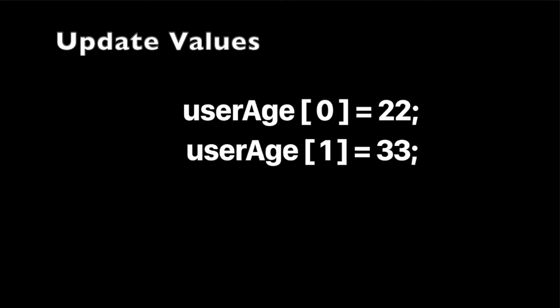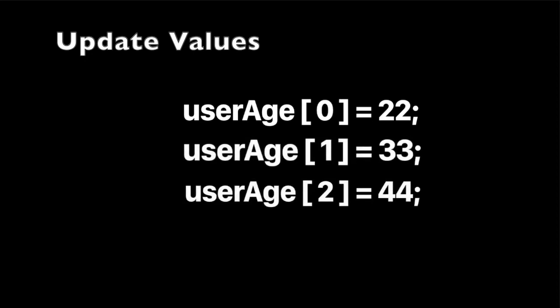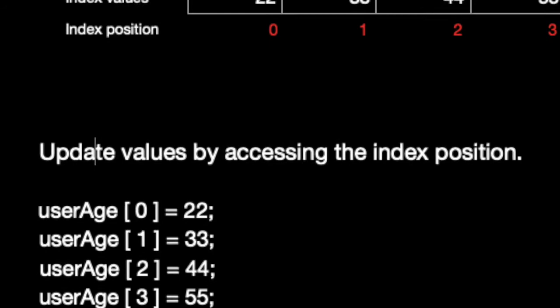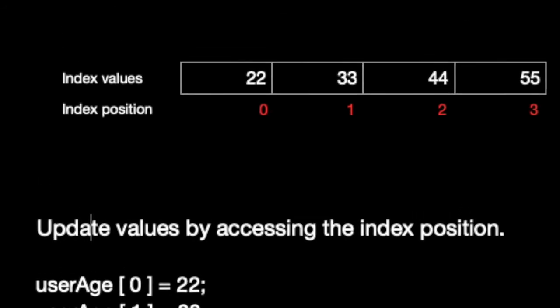userAge[1] is the second index. We assign the value 33; userAge[2] is the third index, and we're going to assign the value of 44; userAge[3], and we're going to assign the value of 55, and so forth. Here's what the new values stored inside the array look like.